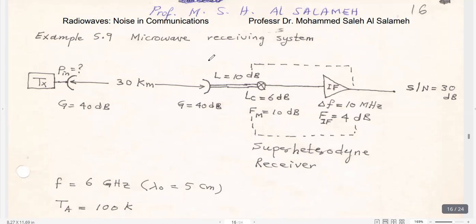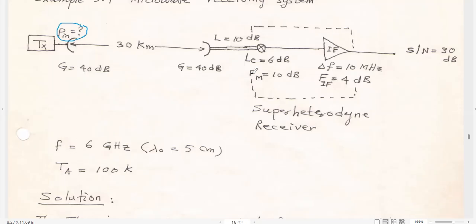Let me consider this example here. This is a transmitter, and we are requested to find the input power. The gain of the transmitting antenna is 40 dB. The distance between transmitter and receiver is 30 kilometers. The gain of the receiving antenna is 40 dB. The loss of the transmission line connecting the receiving antenna and the mixer is 10 dB. The mixer here has a conversion loss of 6 dB and a noise figure of 10 dB.